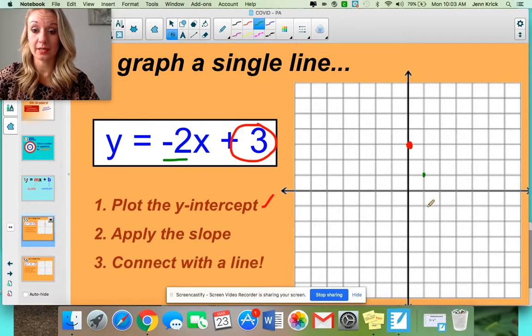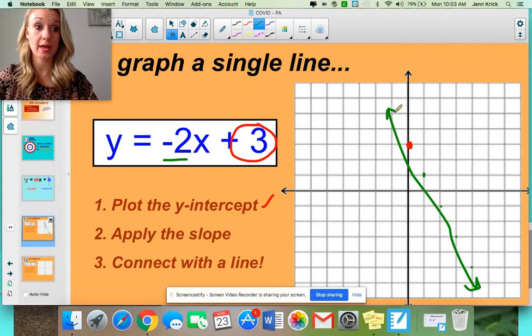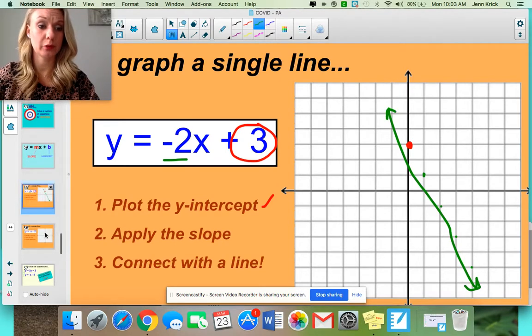And you can do it again, down 2, right 1, down 2, right 1, and you can do it until you have a full line. Once you've got your y-intercept and you've applied your slope, you can connect with the line with arrows and you are good to go. And please don't judge my line, not the straightest. Okay, let's try one more.